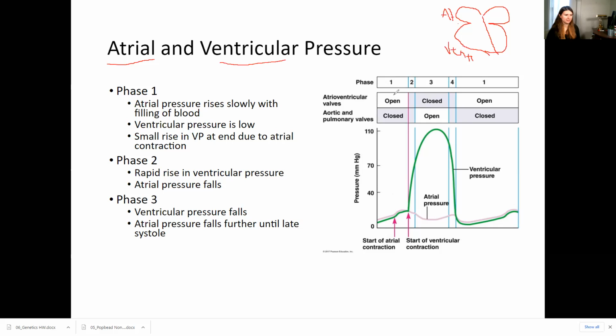At the end of phase 1, so at the end of this ventricular filling phase, the actual final part is that our atria contract. So our SA node sends a signal to those internodal pathways, and the atria are contracting. As they get smaller, this makes the atrial pressure even higher. And we can see that little bump. That little bump pushes that last bit of blood into the ventricles. So that's phase 1.